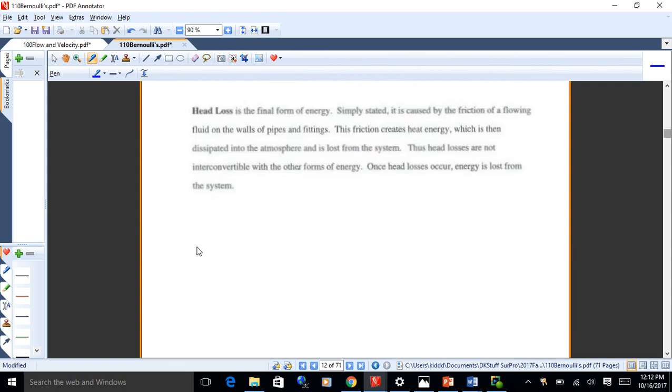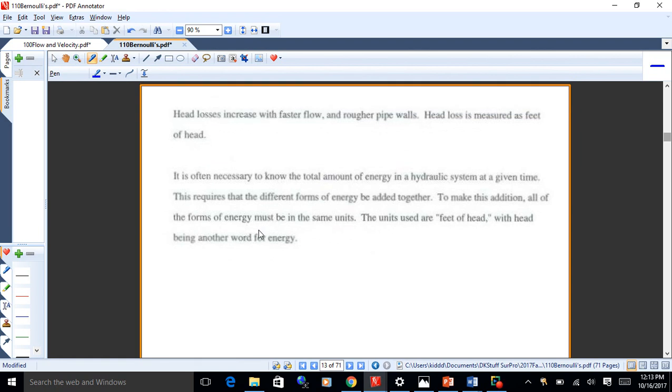Now, there's one other form of energy, which is a loss of energy, and it's called head loss or friction loss sometimes. All right, and what happens when you push water through a pipe or through fittings, you get friction. And that turns into heat, and the heat just dissipates off into the atmosphere and it's gone. So once something is head loss, you've lost it. It's a little different than the other forms, in that once something turns into head loss, it's gone. You can't get it back. The other three forms you can convert into each other, but head loss you can't. Okay? So this is a useful way to analyze water systems, okay?